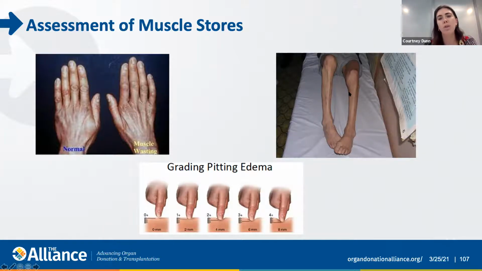Just a note for a patient who might not be as physically active, you could notice that their calf muscles might be more diminished, but you should still be able to palpate some muscle. And then it's also just important to make sure that you're grading edema, especially for our patients in heart failure.